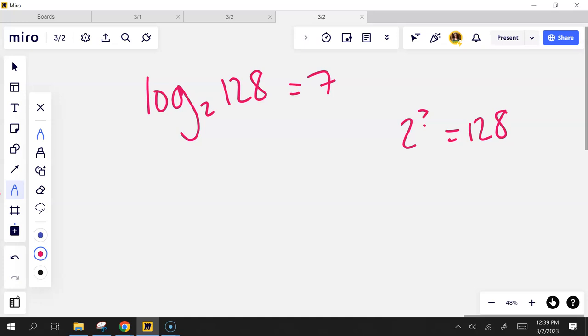You will have quite a few of these on your test, without a calculator. You'll have a non-calculator portion on this for your log.